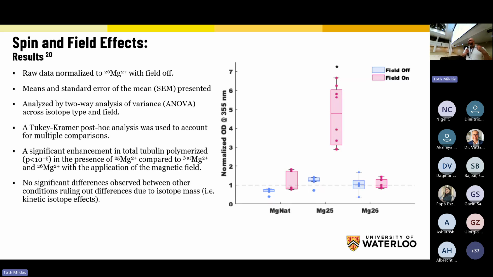Therefore, we rule out that it's due to some sort of mass effect, because both the heavier and lighter versions of the magnesium did not cause an effect. We determined that it is a magnetic field dependent effect because we only see it when the magnetic field is applied. And we also determined that it is dependent on the isotope. So it is both a combined magnetic field effect and nuclear isotope effect.